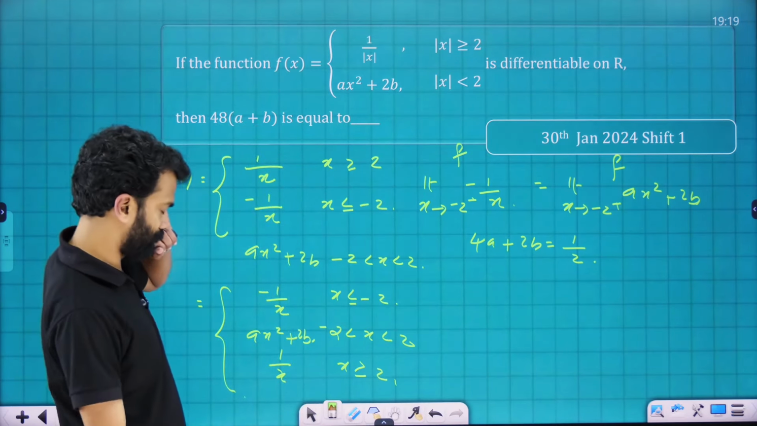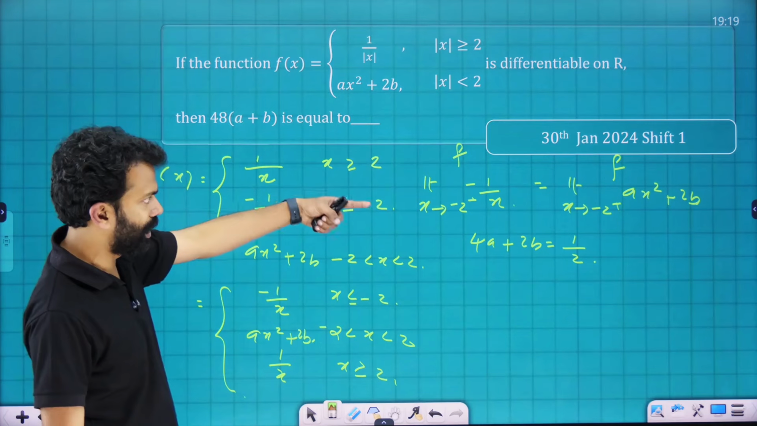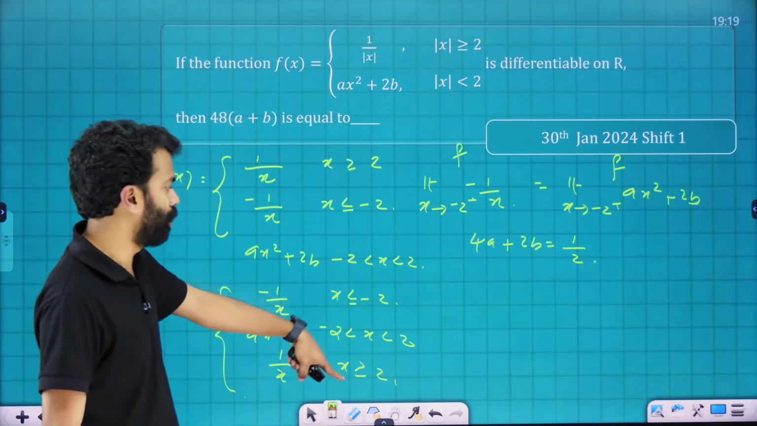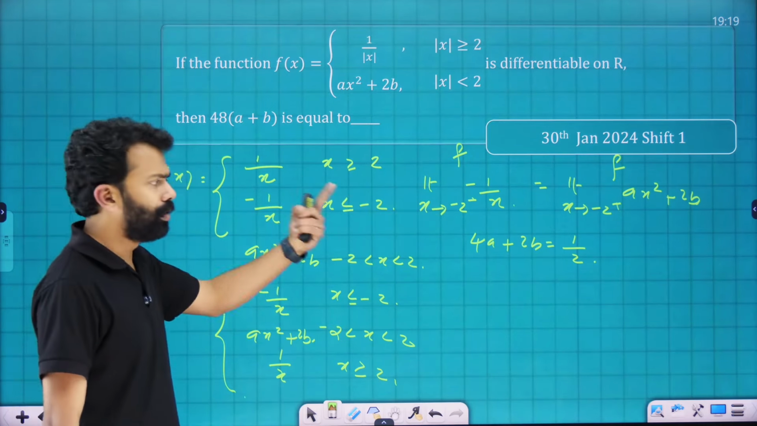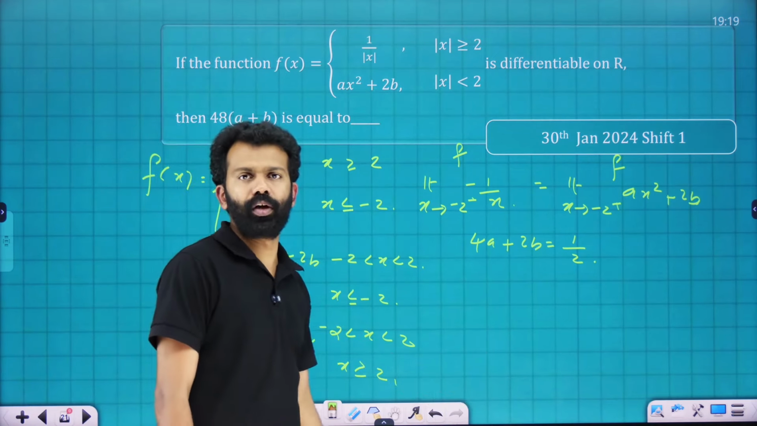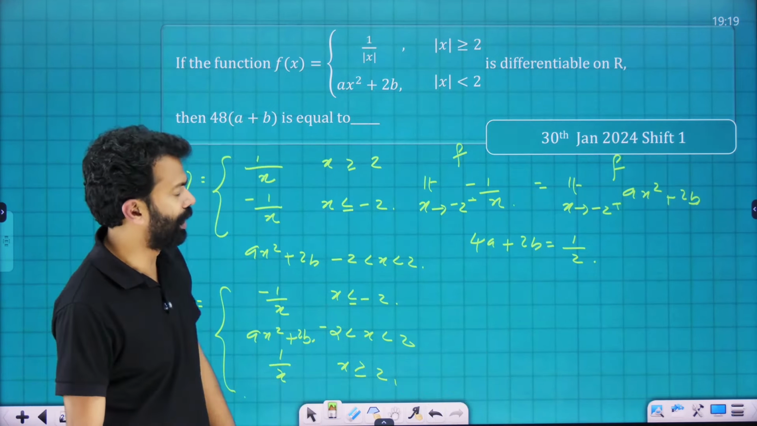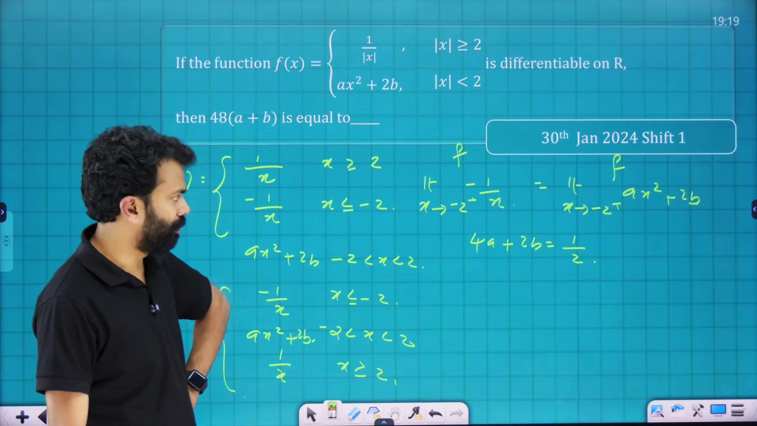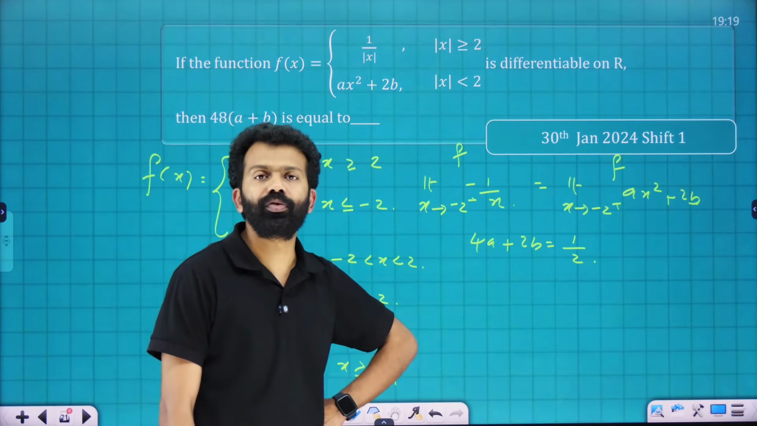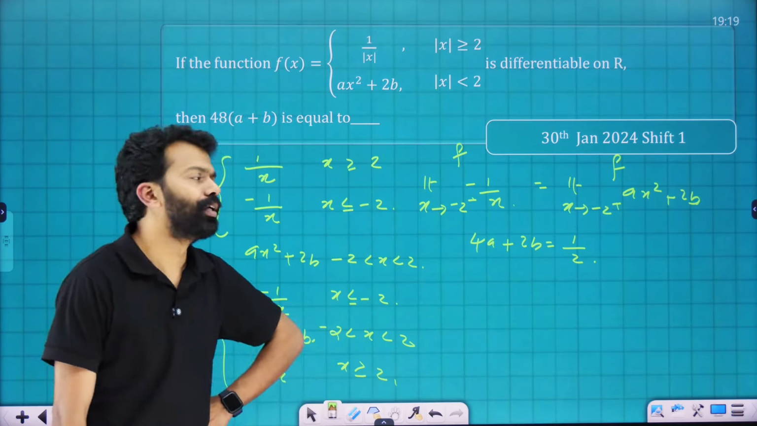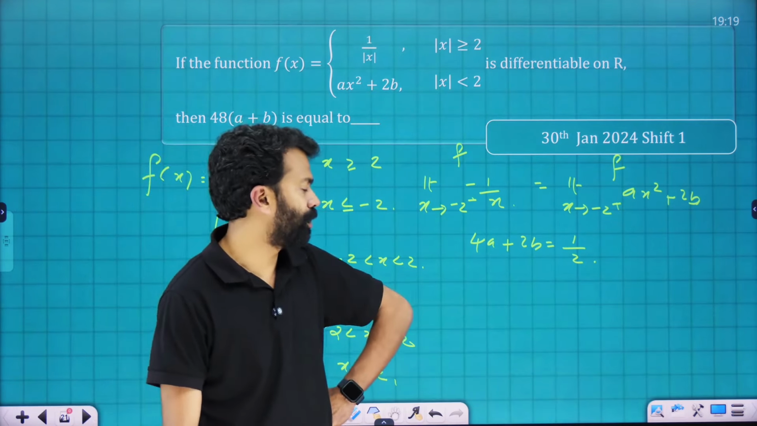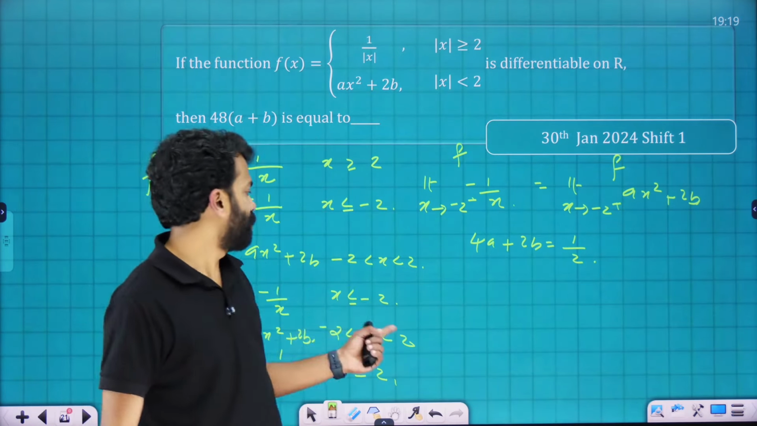If we go for 2 plus and 2 minus also, at that point also the corresponding expression is changing, and you will get the same result: 4a plus 2b is equal to 1 by 2. Therefore, there is no point in doing it again. So we need one more equation in terms of a and b to get to the final answer, and that can be obtained after differentiation.